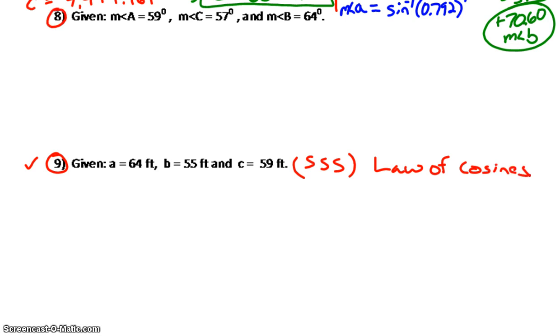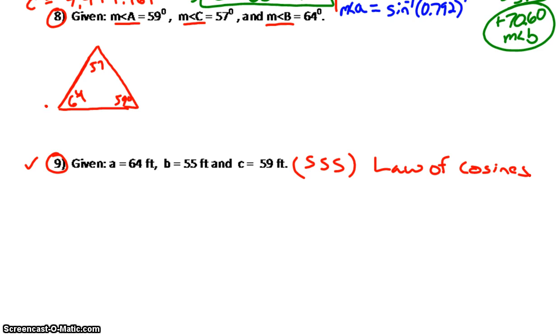Okay, 8 I want to take a look at because you'll notice they gave me 3 angles. The angles they gave me were 59, 57, and 64. If I were to draw a picture and do some kind of estimate, my 64 might be somewhere up here, my 57 might be somewhere like this. So I might have a 64, a 57, and then a 59 degree. Now that would be a picture.